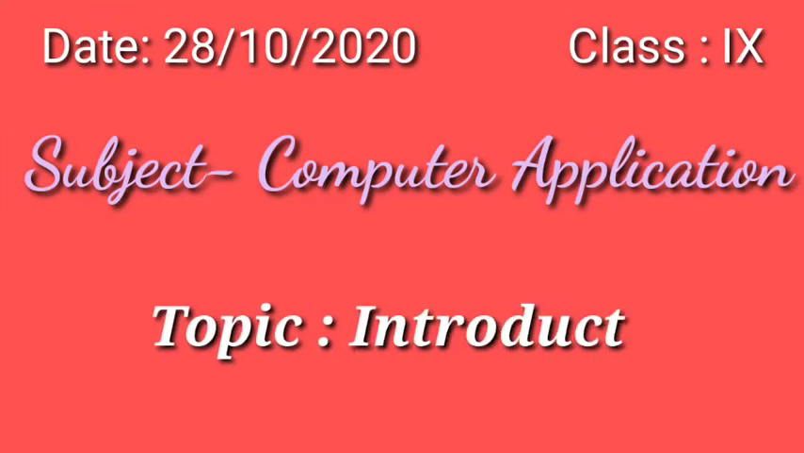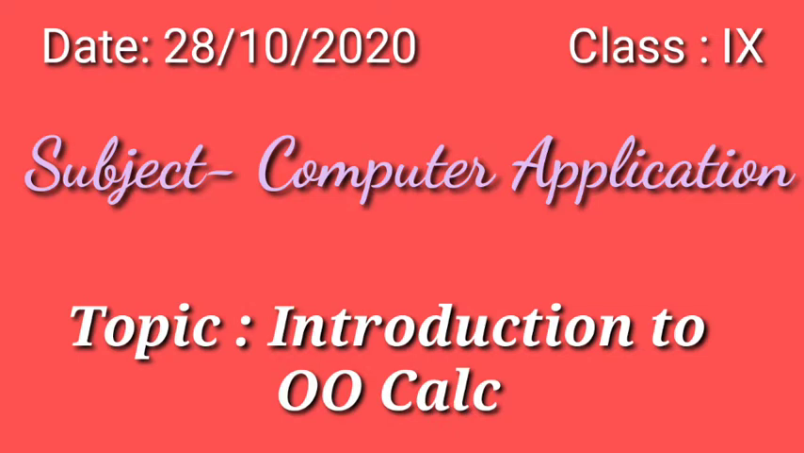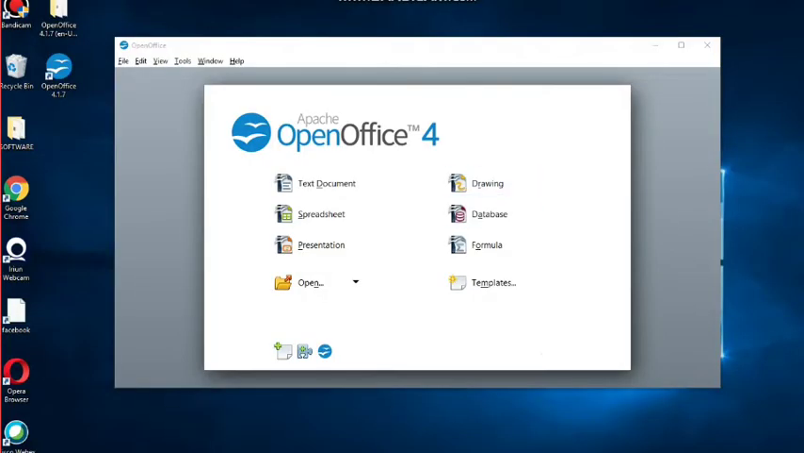So as we have finished the PowerPoint chapter, today we will be starting our new chapter, which is the spreadsheet tool OpenOffice Calc. I am on the screen of OpenOffice. You can see we have learned this text document, which was OpenOffice Writer. We have learned this presentation, which is OpenOffice Impress, and now we are going to learn this spreadsheet, which is OpenOffice Calc. So I'm going to double click on it.